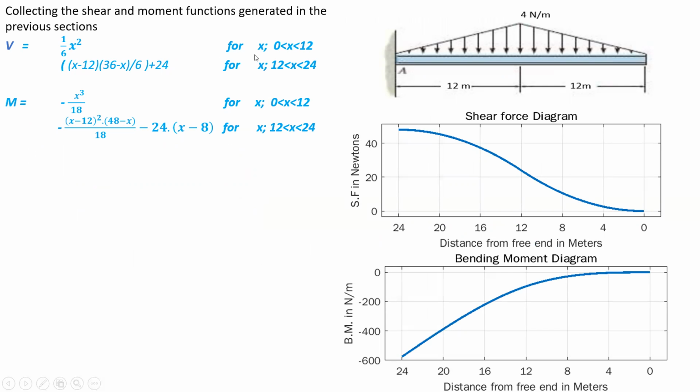Finally, collecting all the shear force and moment functions, this is what we get. The first one is the relation for shear force for x lying between 0 to 12. The second one is the relation for shear force for x lying between 12 to 24, and the moment relations are also shown accordingly. Once we have generated the functions, then we can plot the curves.